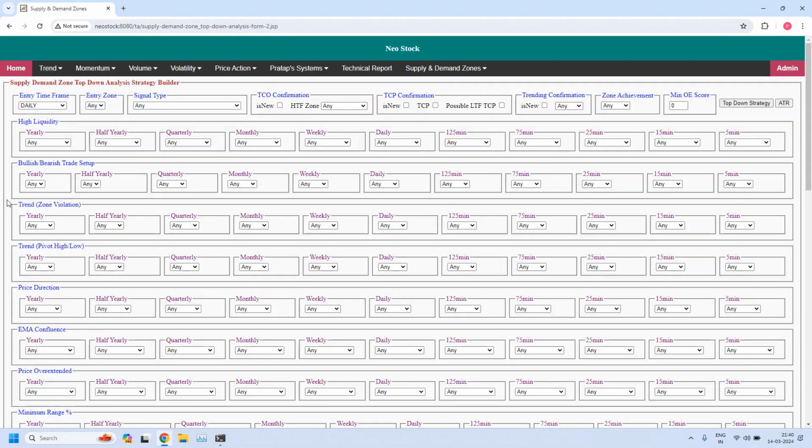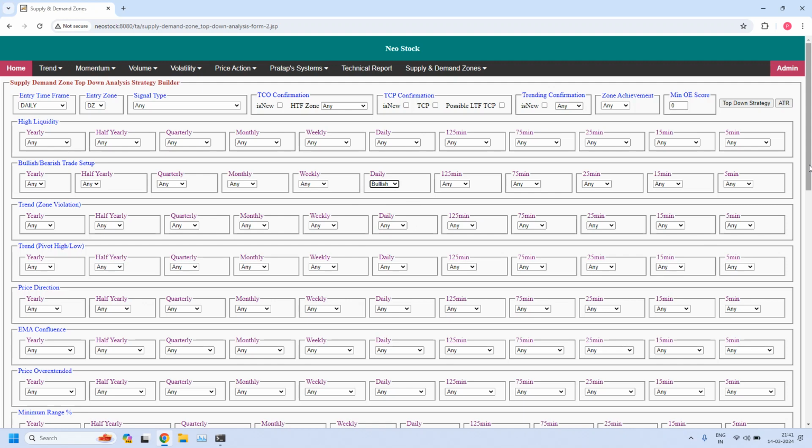Now let's get into report generation with the help of NeoStock software, supply demand zone, top-down analysis strategy builder. We are going to generate 4 reports. The first one is bullish trade setup for monthly income trade. For monthly income trade, the LTF time frame, that is entry time frame, is daily, and the entry zone should be demand zone. And for the bullish or bearish trade setup parameter in daily time frame, I am selecting the value bullish.